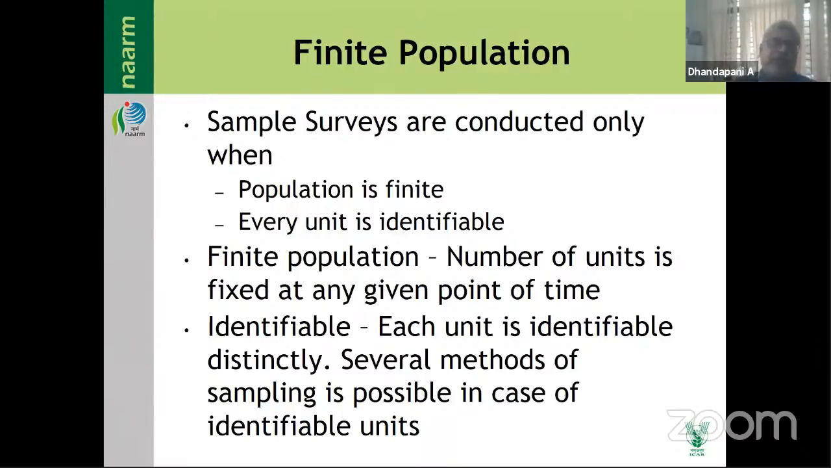If your population is infinite and you want to select a sample, there is only one way you can do it. That is what people call a random sample. That is, you select at random, which means equal probability. There is no other way you can select if your population is infinite. So the reason we have several ways of selecting units through different sampling schemes is because of these two facts: our population is finite and every unit is identifiable. This is very important.